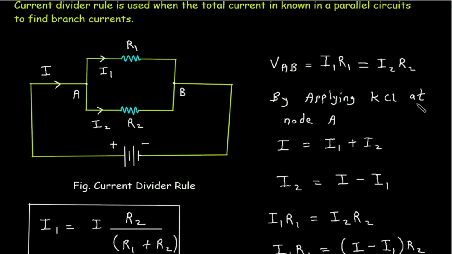Now by applying KCL, Kirchhoff's current law, at node A: the summation of all the entering current at a node is equal to the summation of all the current leaving the node. Here the entering current is total current I, so I is equal to the leaving current. Leaving current from this node is I1 and I2. So I is equal to I1 plus I2.